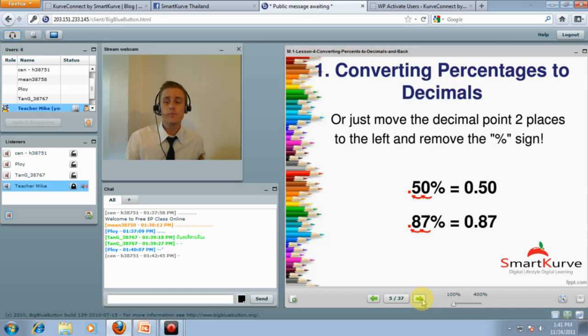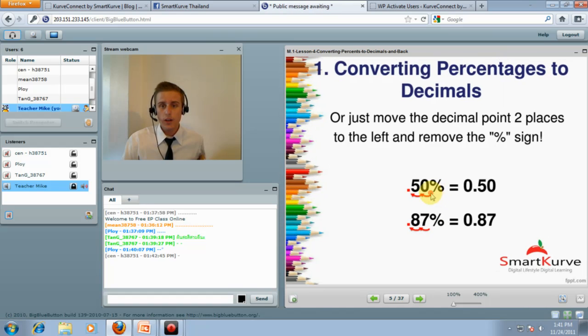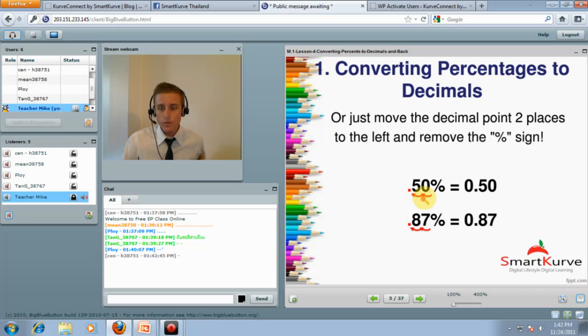You can also move the decimal point 2 places to the left and remove the percent sign. This is a quicker way to do percents. Since you know it's over 100, you just move the decimal point, which would be at the end, 2 places for the 100 that you're dividing by, and the decimal point is now at the front. So 87% would be 87 period for the point, and then when you divide it by 100, you move this 2 spots over, giving you 0.87.